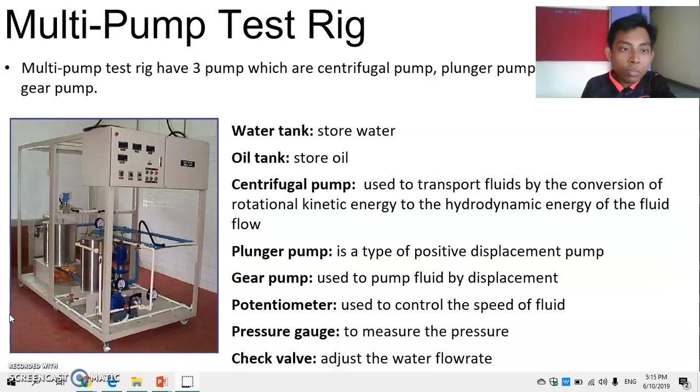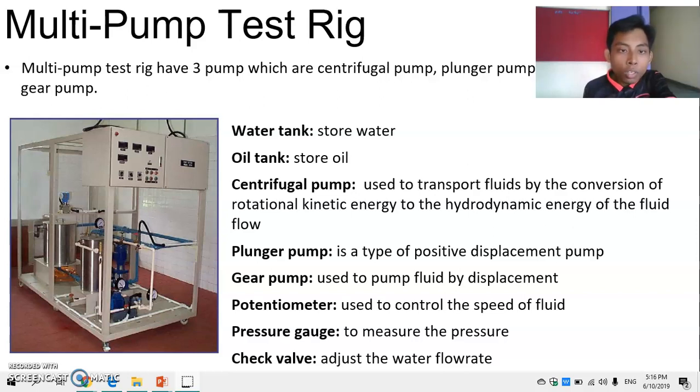Okay, so basically the multi-pump test rig has three pumps, which are a centrifugal pump, a plunger pump, and a gear pump. In this experiment, we use only two pumps, which are the centrifugal pump and the plunger pump.